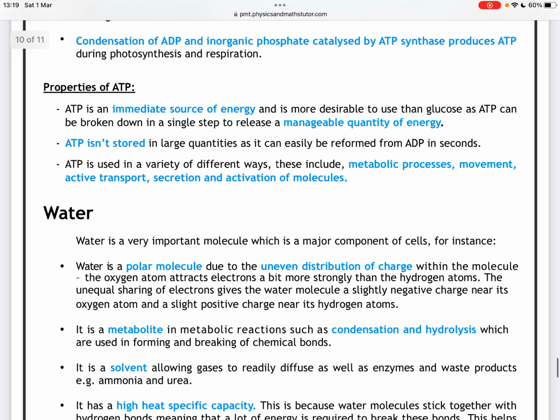We have some properties of ATP. ATP is an immediate source of energy. ATP isn't stored. ATP is used in a variety of different ways, which include metabolic processes, movement, active transport, secretion, and activation of molecules. ATP is more desirable to use than glucose, as ATP can be broken down in a single step to release a manageable quantity of energy. Lastly, ATP isn't stored in large quantities, as it can easily be reformed from ADP in seconds.